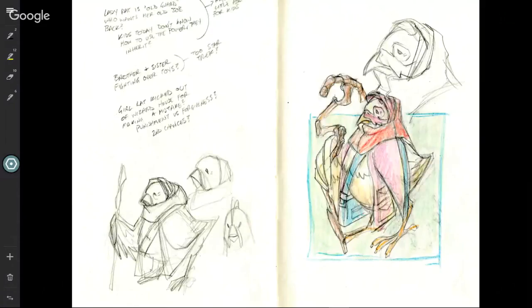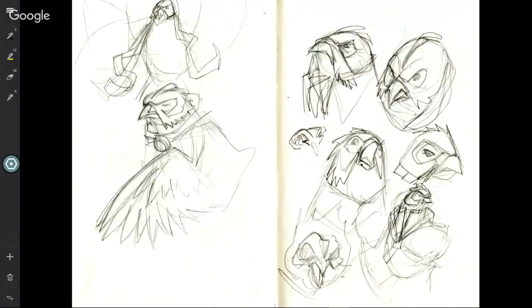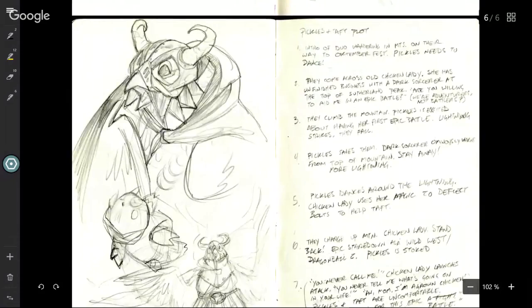Like, what if I did the sorceress from He-Man, but as an old lady chicken? And what would an evil chicken wizard look like? And so I started doodling a little bit in the sketchbook. And there's the final design, right?